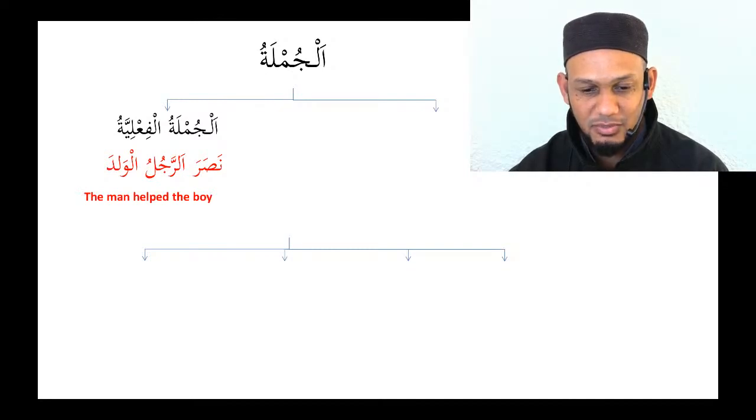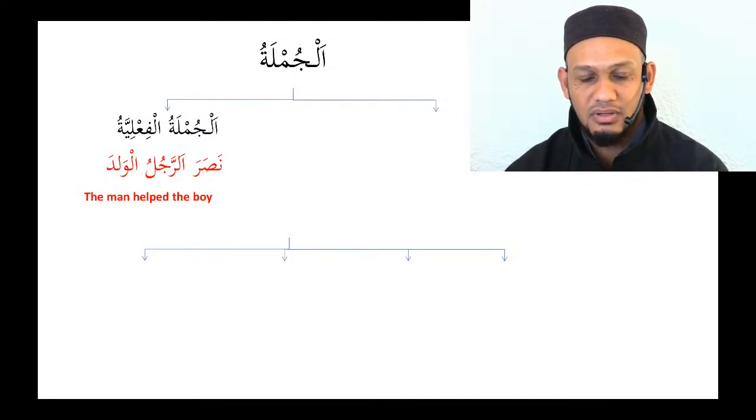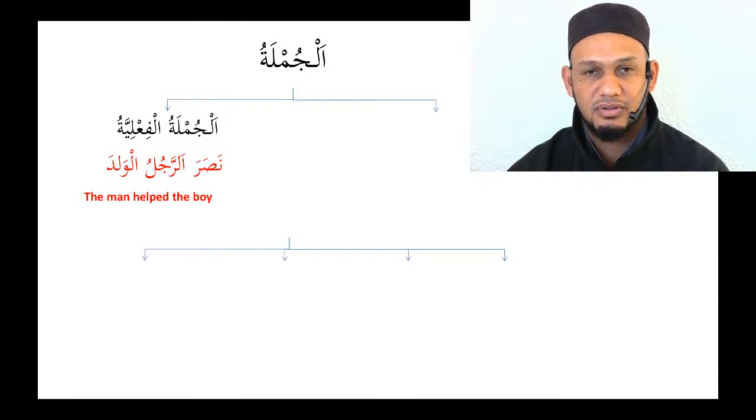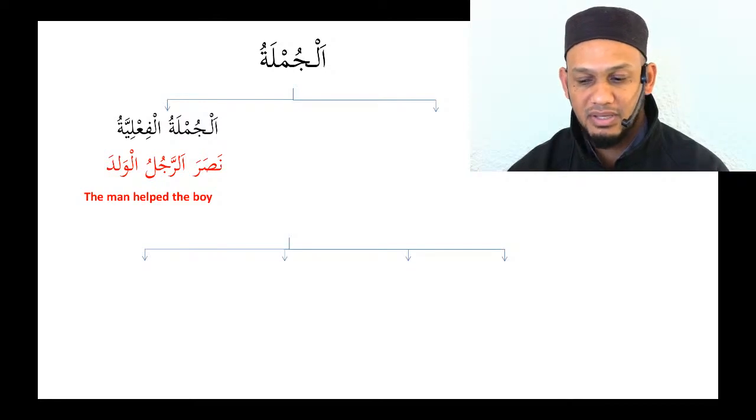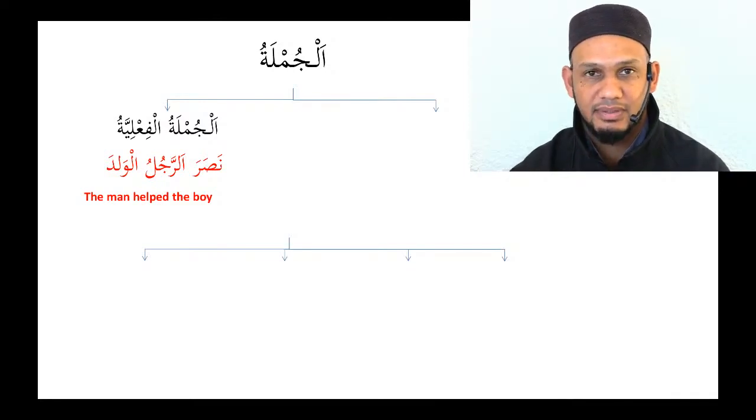So there's an example of Jumlatul Fi'liya. Nasara al-rajulu al-walada. Nasara is the verb. Al-rajulu is the fa'il, the doer, and there you can see it's on the left of the verb. And al-walada is the maf'ulun bihi. The man helped the boy.